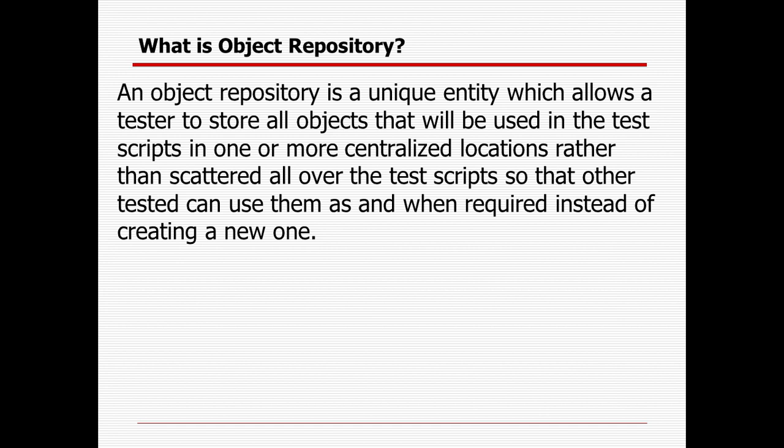Whenever you are working on a framework, you need to get all the object references and store them in a repository, so that as and when we need to use the same object, we can use it through the reference path. Even some other tester can use it, so instead of creating a new object, they will use the same reference. That is the object repository. An object repository is a unique entity which allows a tester to store all objects that will be used in the test script in one or more centralized locations rather than scattered all over the test script, so that other testers can use them as and when required instead of creating a new one.